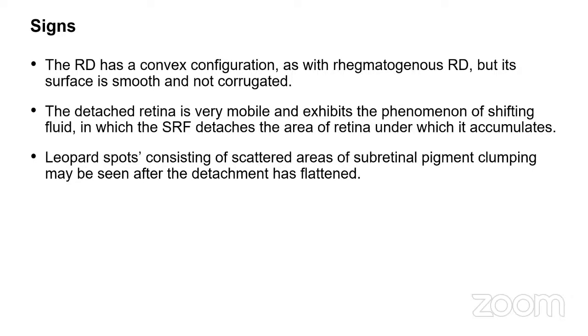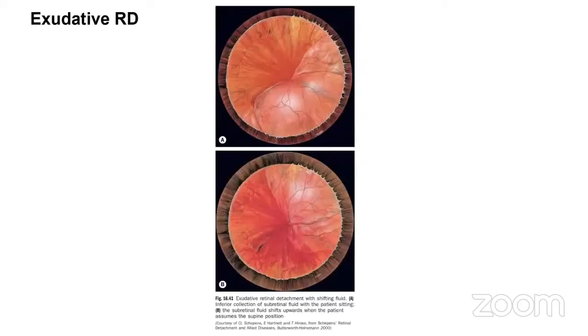This retinal detachment has a convex configuration as with rhegmatogenous RD, but its surface is smooth and not corrugated. The detached retina is very mobile, and it exhibits the phenomenon of shifting fluid, which is pathognomonic, in which SRF detaches the area of retina under which it accumulates. Leopard spots, which consist of scattered areas of subretinal pigment clumping, may be seen after the detachment has flattened.